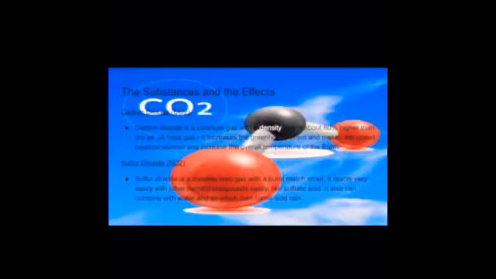Now, when a volcano erupts, lava isn't the only thing that comes out of it. I know, seems absolutely insane, right? Well, there are many different substances, and I'm going to be telling you the main ones that come out of a volcano. The first one, which most people probably know, is carbon dioxide, which is a colorless gas that has a density of about 6% higher than dry air.